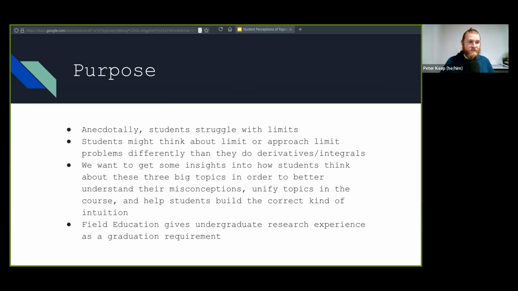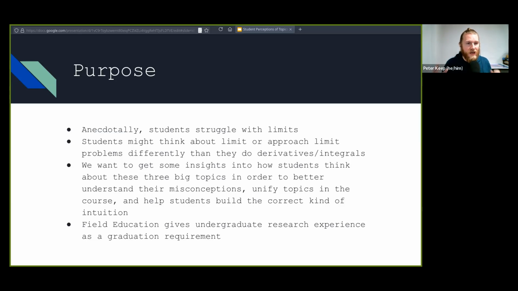So let's talk a little bit about how we got this thing rolling. Anecdotally, for a long time, I have noticed that students struggle with understanding limits in first semester calculus. It's a topic that they continually run up against. And I've begun thinking that students are approaching the limit topics and problems a little bit differently than the way they approach derivatives and integrals, the other two big topics in calculus.